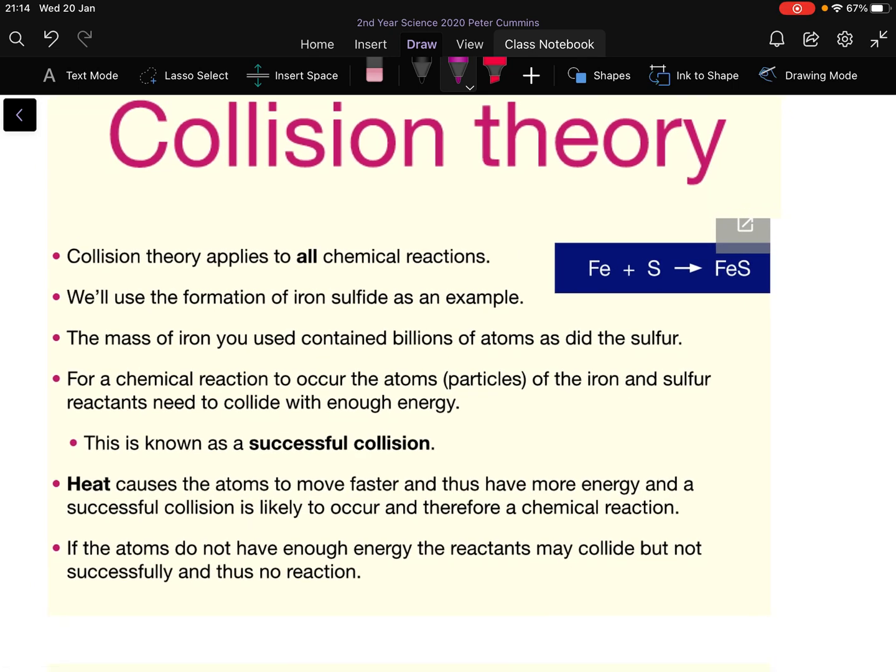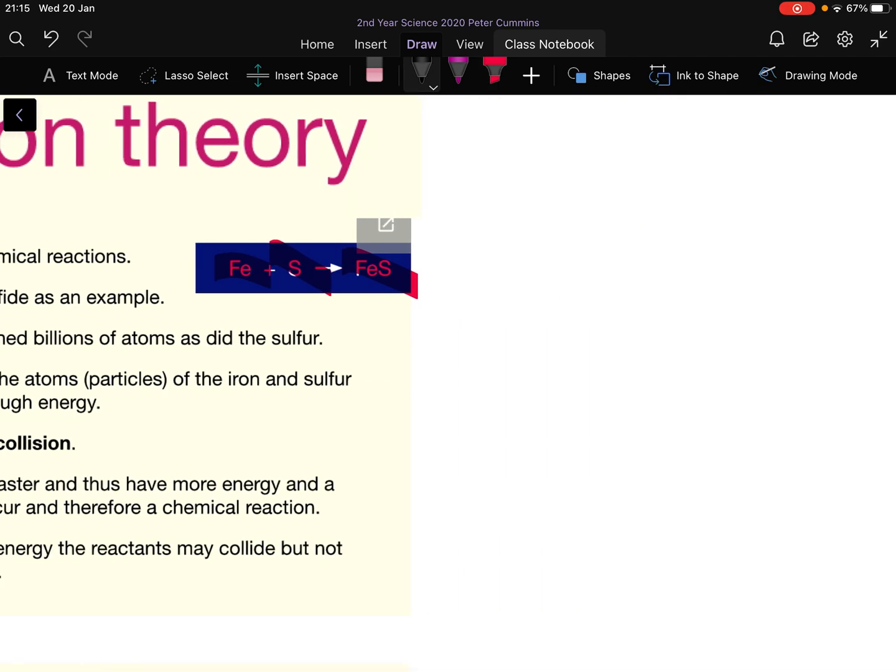Okay. Onwards. Collision applies to all chemical reactions. So we'll use the formation of iron sulfide. So we have the same one as before. Iron and sulfur gives us iron sulfide. So for a chemical reaction, the particles of the iron need to collide with energy. So I'm thinking, well, if I have on my desk a bit of iron sitting there and a bit of sulfur sitting there, well, there's just going to be a bit of iron and sulfur sitting there.